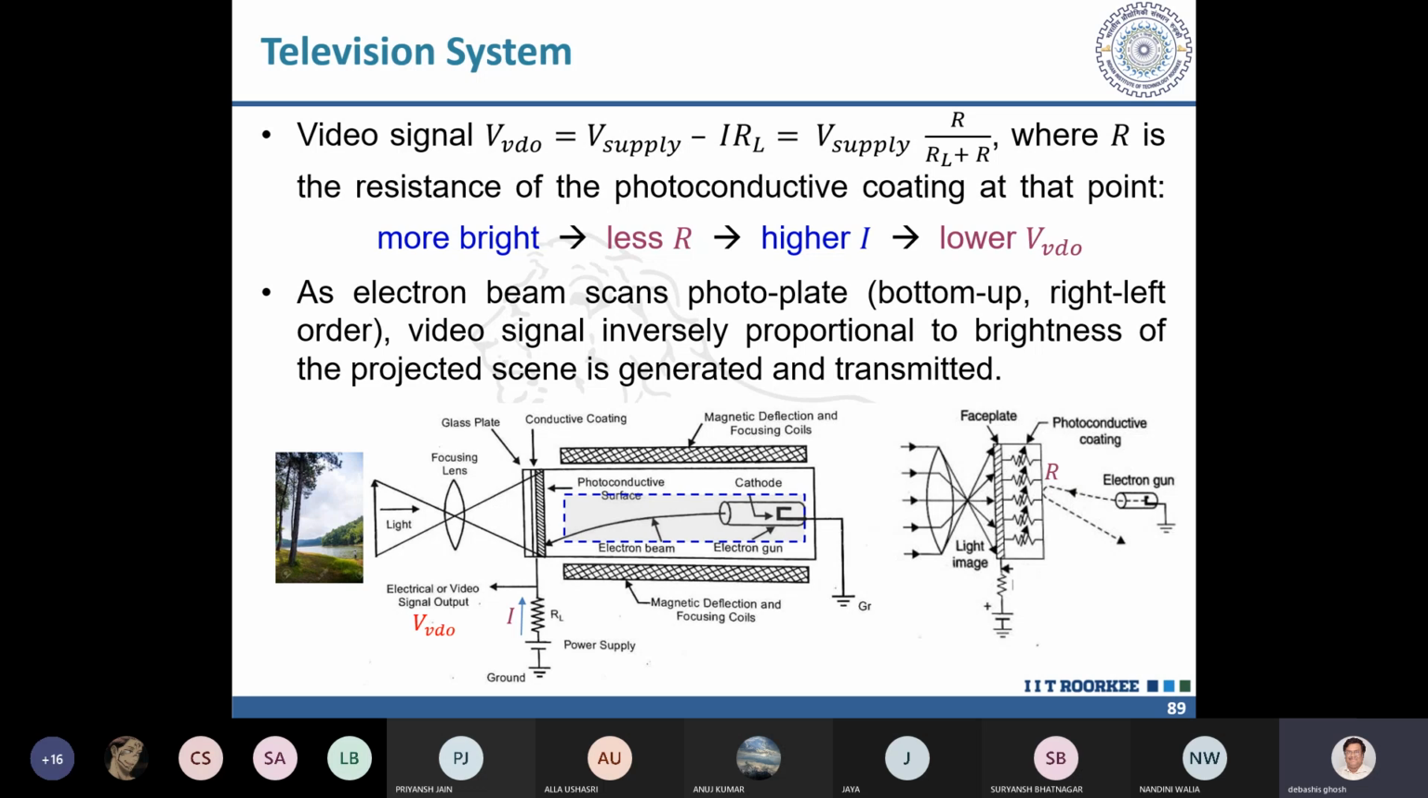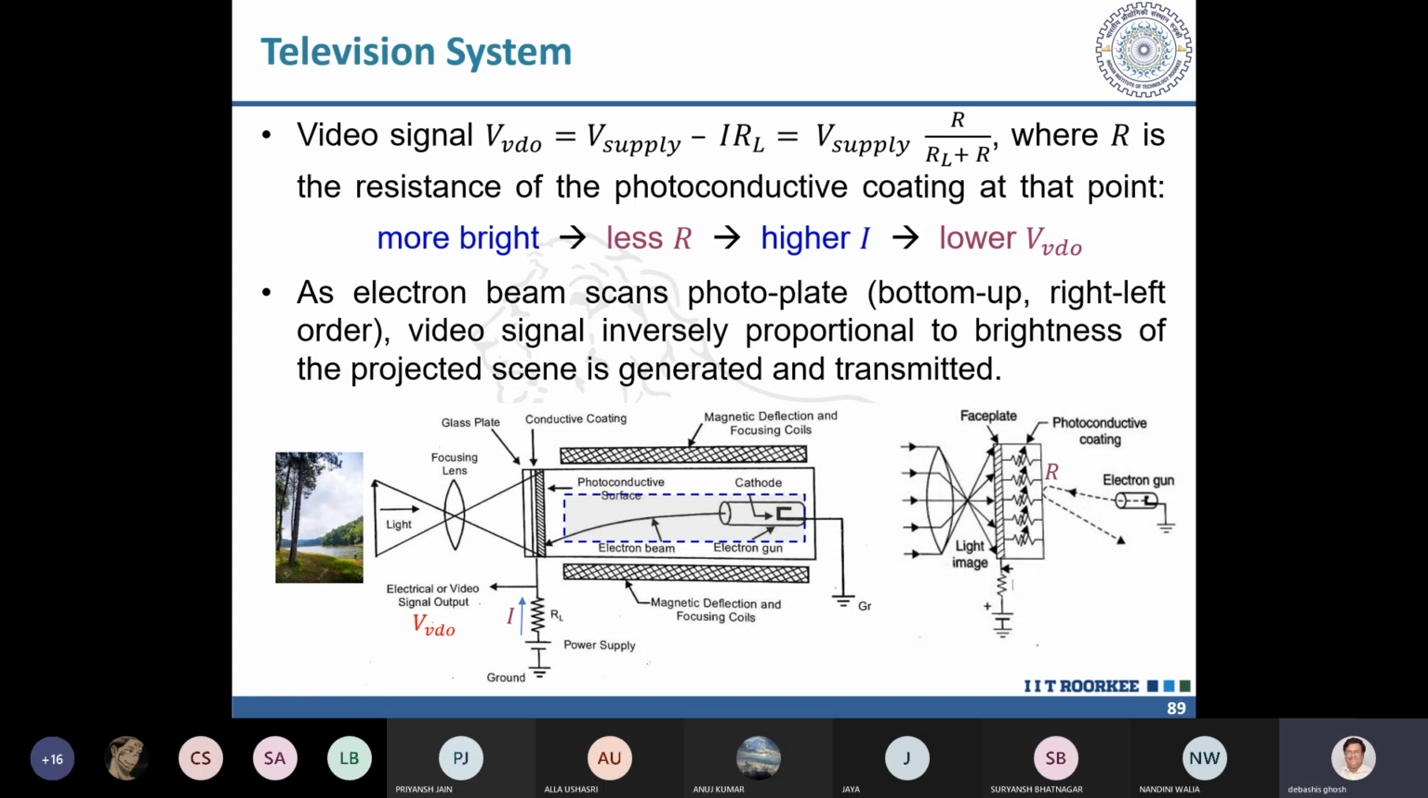So first, let us see how an outside world video scene is converted to an electrical signal in a television system. Here is the schematic diagram of a television camera. This is the outside world video scene, and you have a focusing lens through which the outside world light falls on a photoconductive surface inside the video camera.